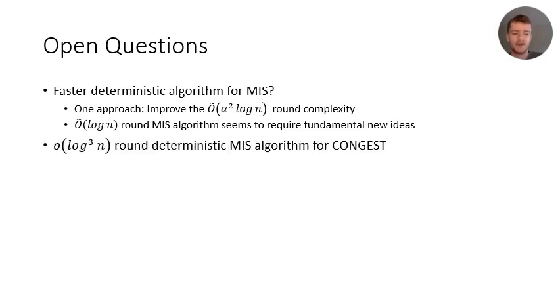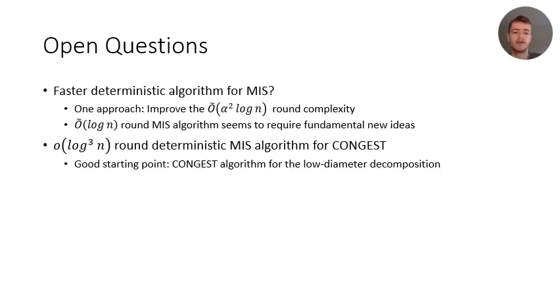Then, unfortunately, our speedup does not apply to the more restrictive CONGEST algorithms. There the state of the art is still log cubed n, roughly. So the question is, can we get below log cubed n rounds for a deterministic MIS algorithm in CONGEST? A good starting point is to get a CONGEST algorithm for the low diameter decomposition that I've talked about in the previous slides. That's not the only place where we use large messages. We also use them for the rounding. However, there's a slower version of rounding that also works in CONGEST, at least for matching.